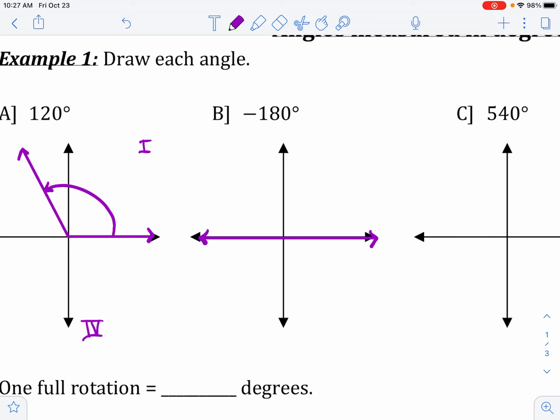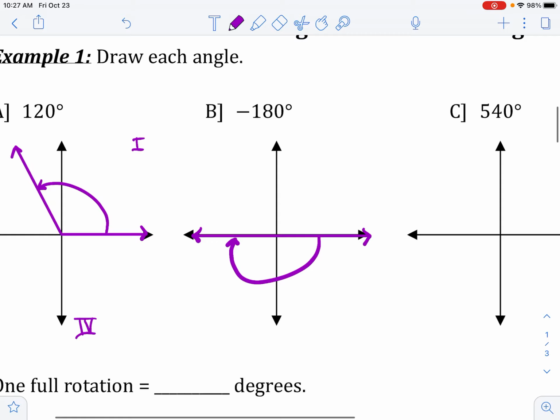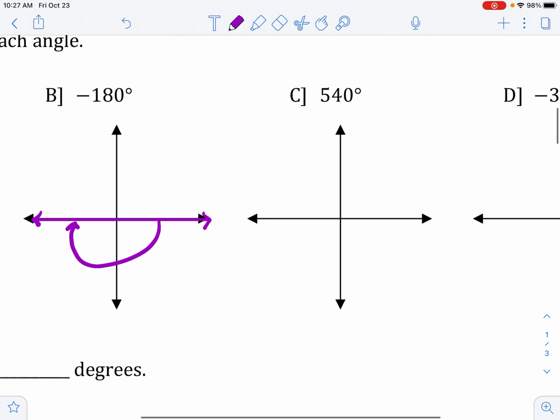So realize if I don't label the direction, I don't know if it's a positive 180 or negative 180. Even though they're equivalent, the angle itself is not equivalent. Okay, the measure it is. All right, so there's my angle.